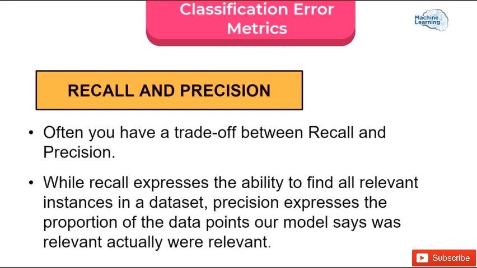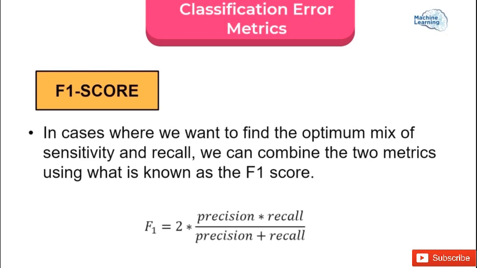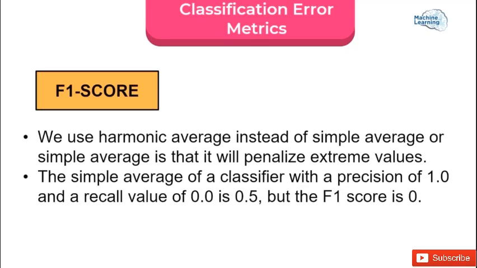And then there's the F1 score. So this is essentially a combination of both of them. So in cases where we want to find the optimum mix of precision and recall, we can combine the two metrics using what is known as the F1 score. The F1 score is the harmonic mean of the precision and recall that takes both measurements into account.